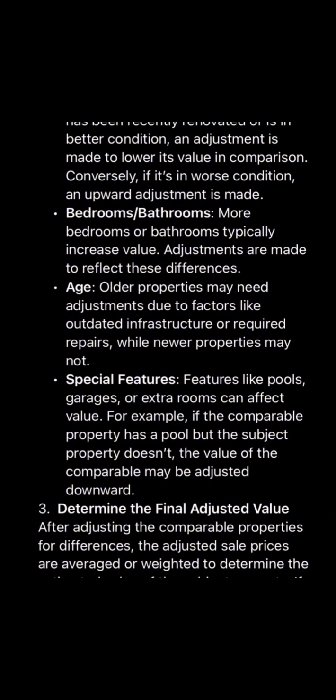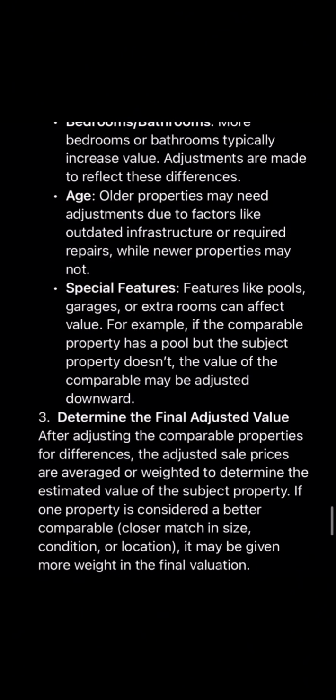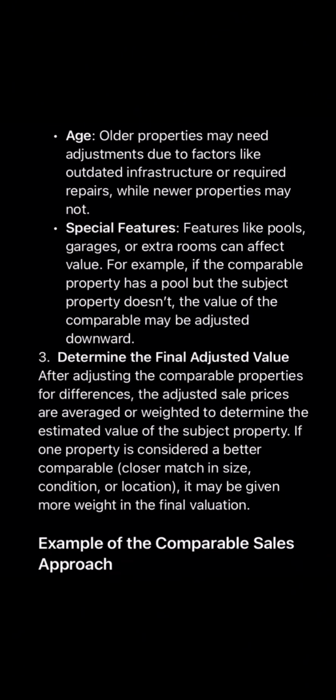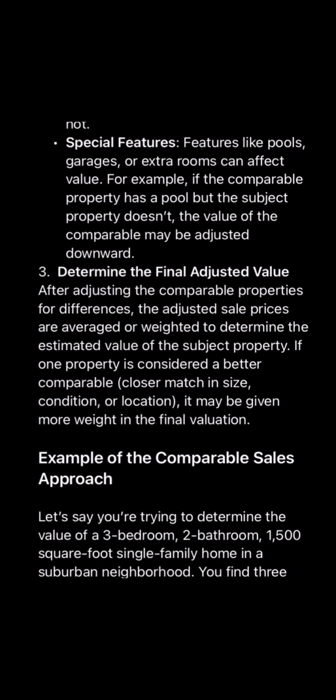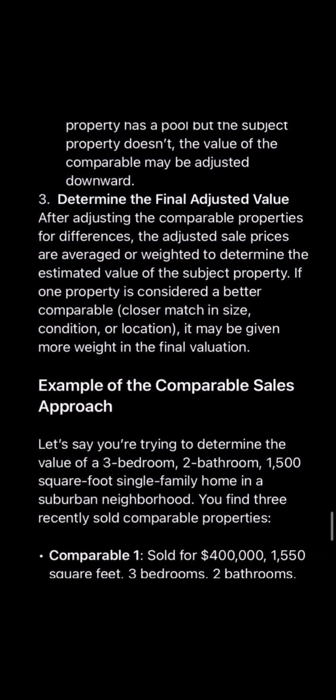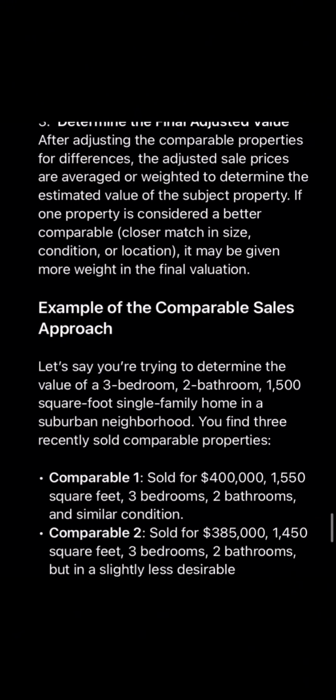Bedrooms, bathrooms. More bedrooms or bathrooms typically increase value. Adjustments are made to reflect these differences. Age. Older properties may need adjustments due to factors like outdated infrastructure or required repairs, while newer properties may not. Special features. Features like pools, garages, or extra rooms can affect value. For example, if the comparable property has a pool but the subject property doesn't, the value of the comparable may be adjusted downward. 3. Determine the final adjusted value.